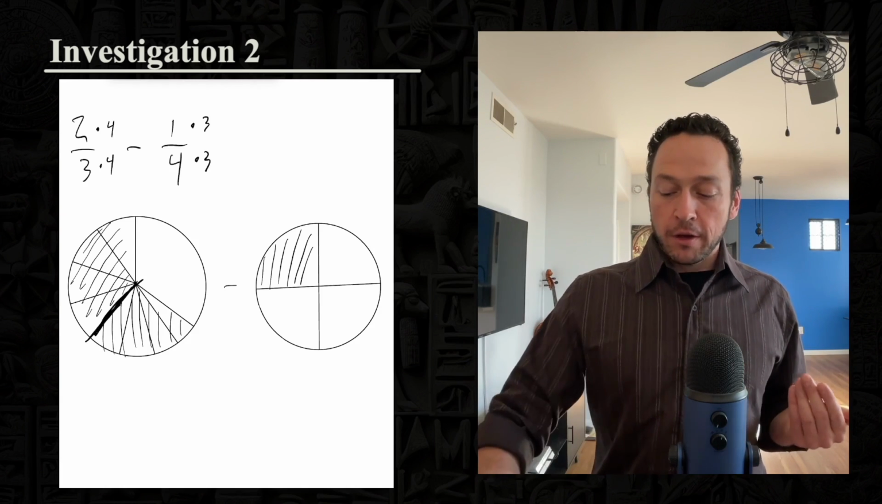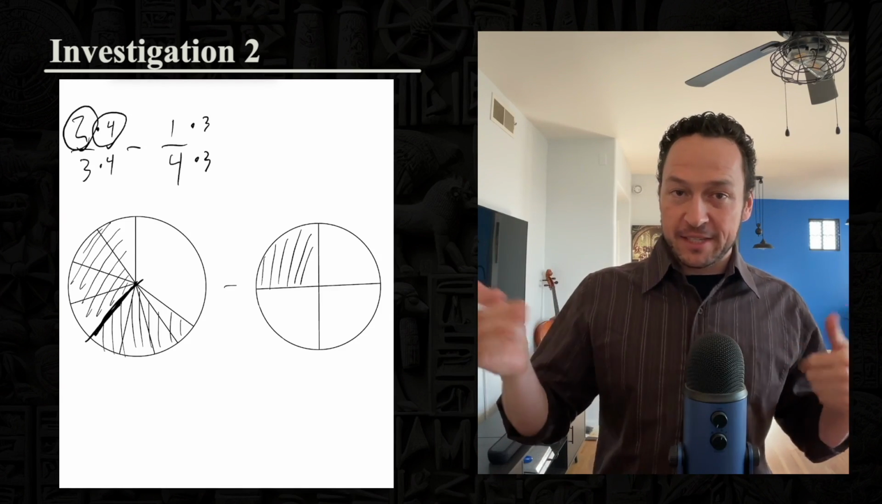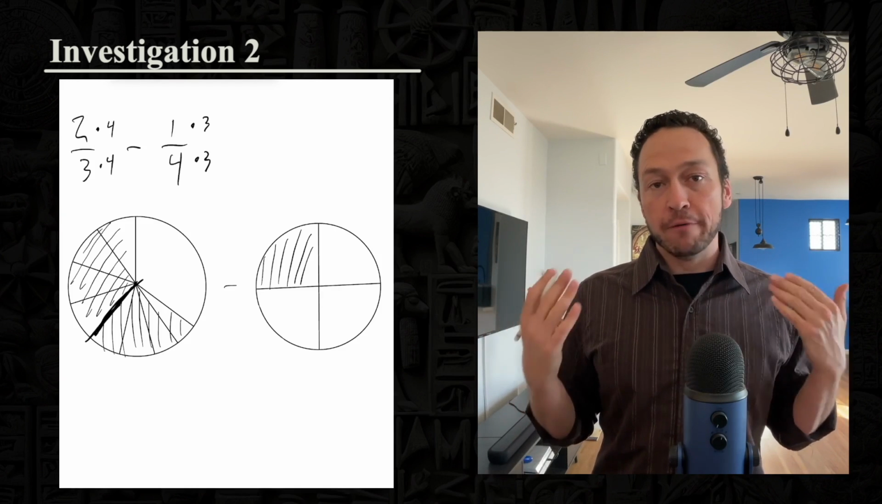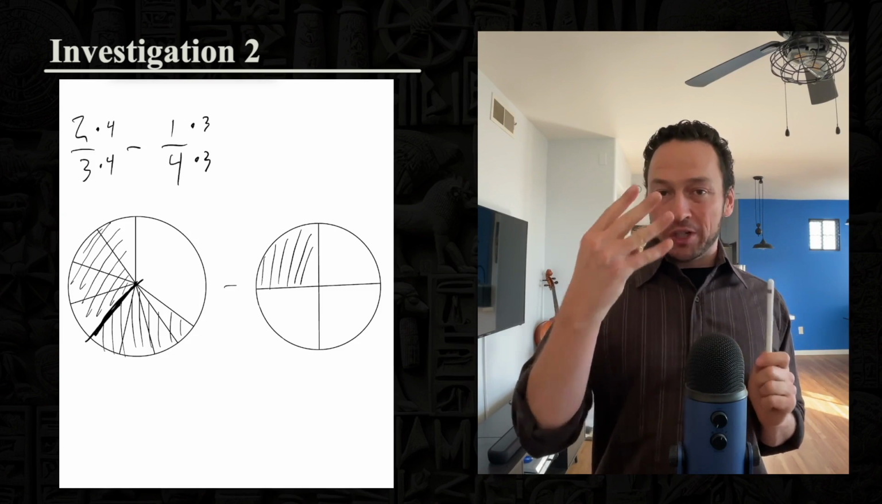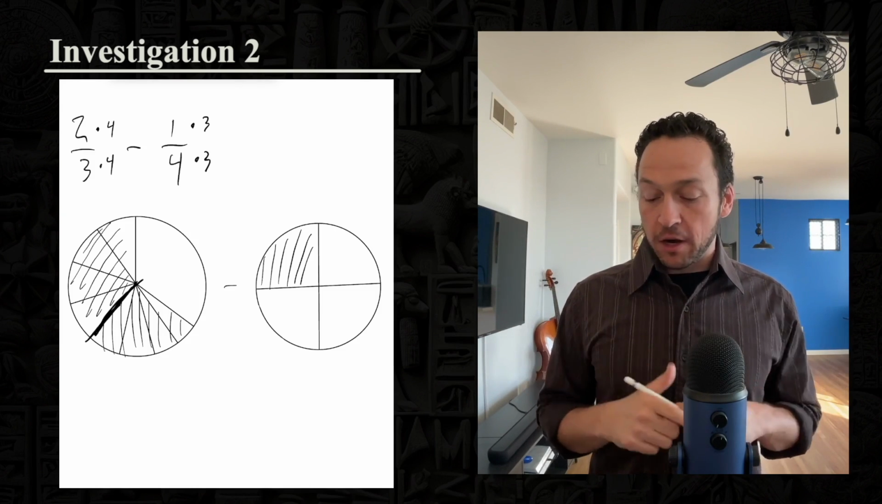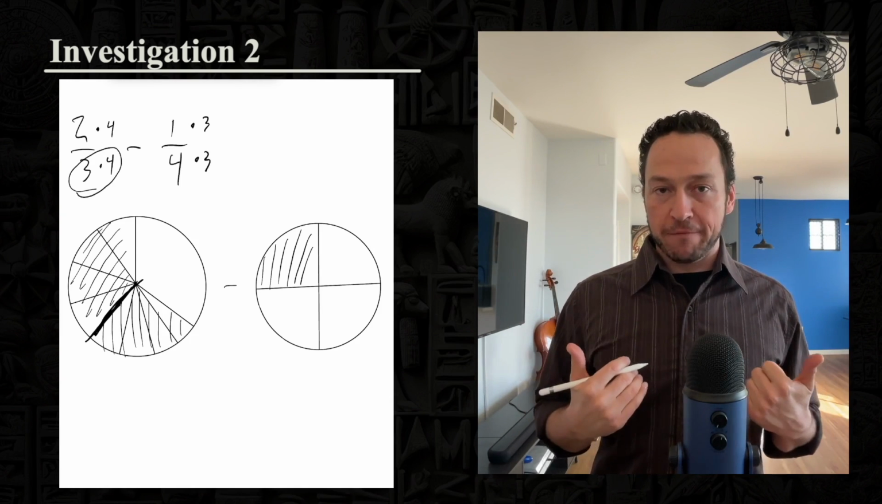So as a result, the 2 pieces got multiplied by 4 because for every piece, you now have 4 pieces. So it's 2 times 4. Now he finds the number of pieces. Because each of these pieces is now 4 times smaller, it takes 4 times as many of them to make a whole. And that's why it's valid to multiply the bottom by 4 as well.